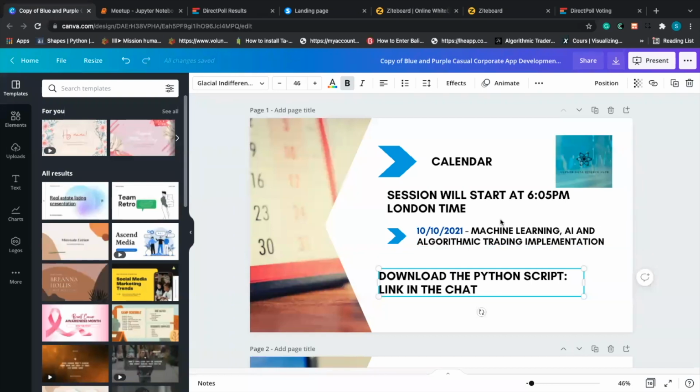Okay, guys. Today we are going to talk about machine learning, AI, and algorithmic trading. The question that we are going to solve today is how we can implement AI and machine learning for algorithmic trading. That's the last session of a series that we started 3 weeks ago about data science for trading, and how you can use data science to enhance your trading performance and to predict the market.